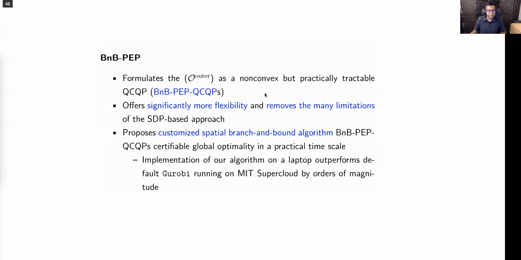BnB-PEP actually does not try to form the outer optimization problem as an SDP. It tries to formulate it as a non-convex but practically tractable QCQP. And by confronting the non-convexity directly, it offers significantly more flexibility and removes many limitations of the SDP-based approach. As I told earlier, it proposes a customized spatial branch and bound algorithm to solve those QCQPs to certifiable global optimality in a practical timescale.